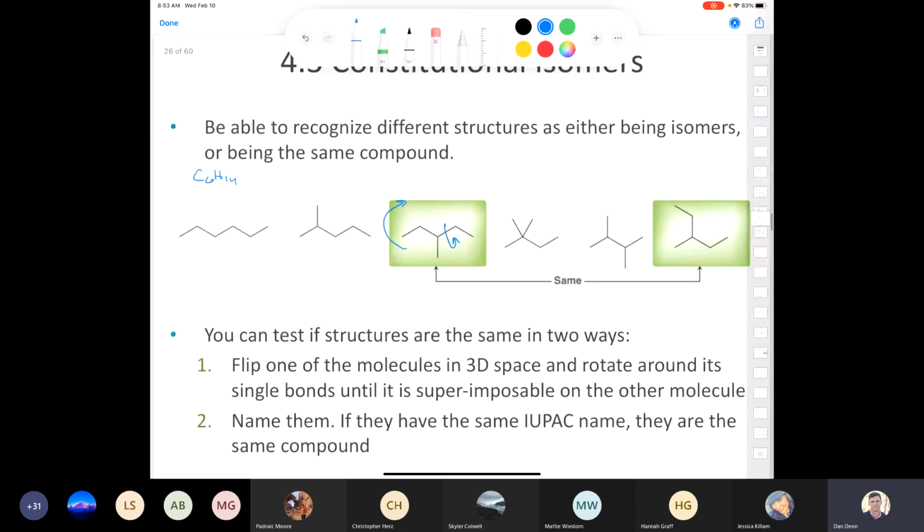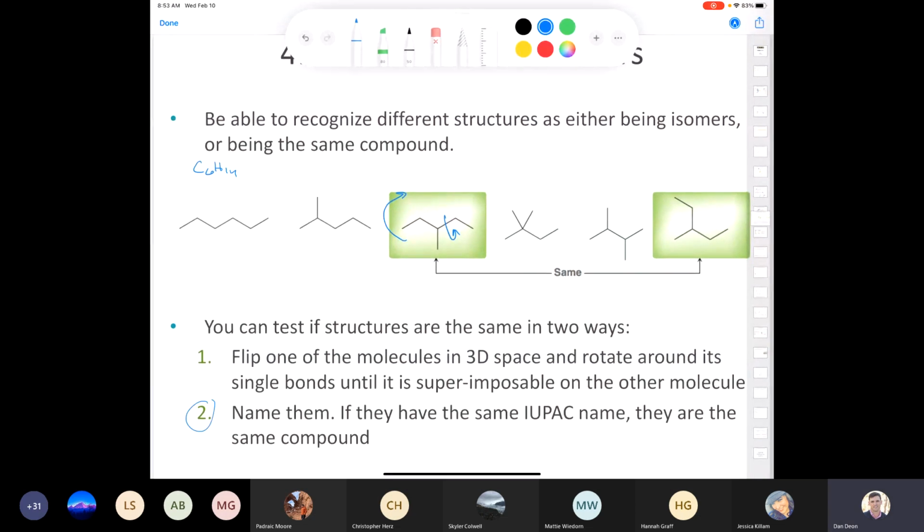The other option, and I only use this when I've got no other option available, if you're really stuck, caught between a rock and a hard place, you can just name them. And you see that here you'd have 1, 2, 3, 4, 5. So this would be 3-methylpentane. And here you have 1, 2, 3, 4, 5, and so this would be the exact same name. This is also 3-methylpentane.